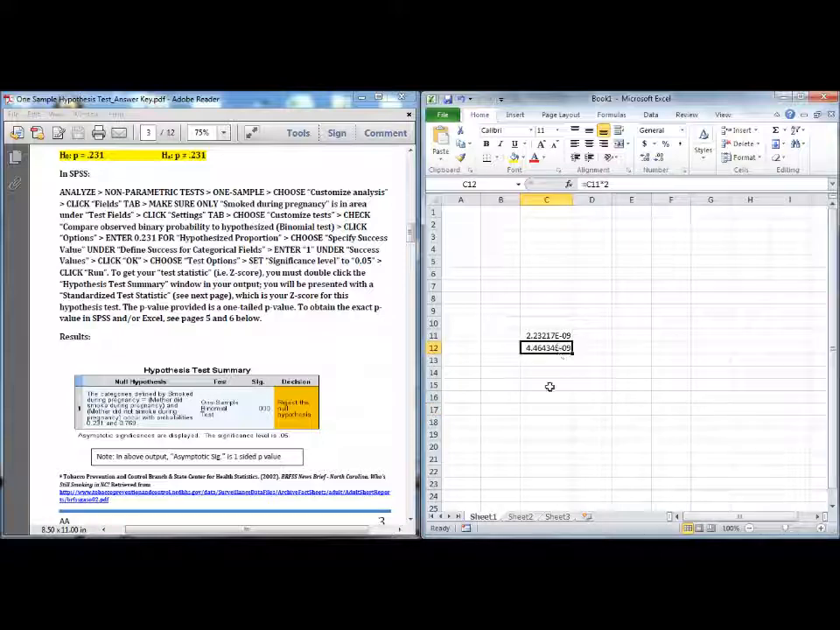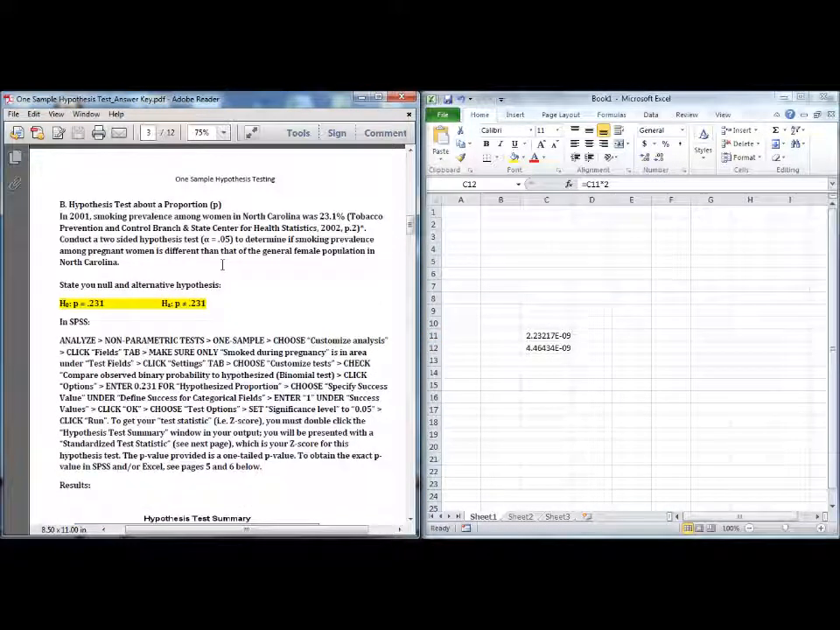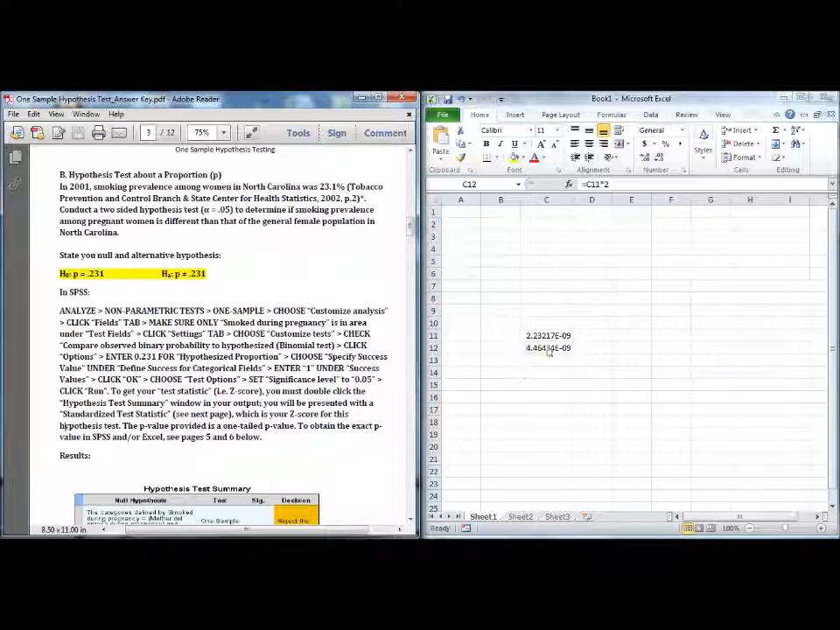That's the two-tailed p-value. This is the one-tailed p-value. So we have our z-score, we have our p-value. Now we compare our p to our alpha, which we chose as 0.05. This is much less than that. That makes sense because a z-score of 5.866 is way off in the tail.